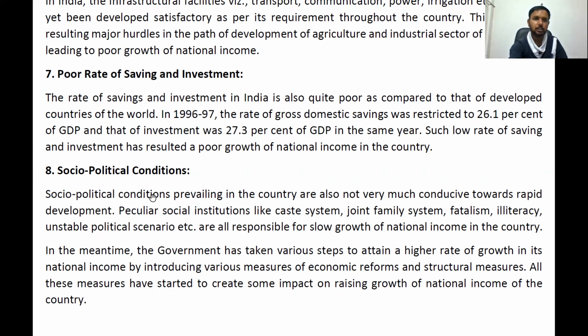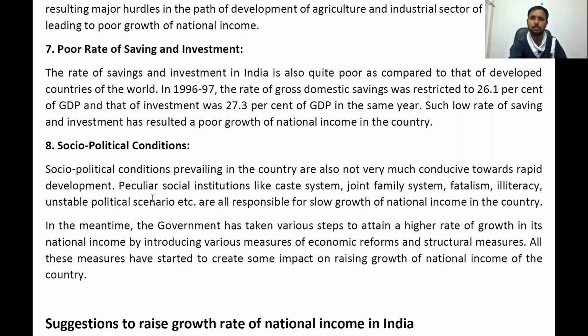Now, socio-political conditions are also there. Socio-political conditions prevailing in the country are also not very conducive toward rapid development. Peculiar social institutions like the caste system, joint family system, fatalism, illiteracy, unstable political scenario, etc. are responsible for the slow growth of national income in a country.